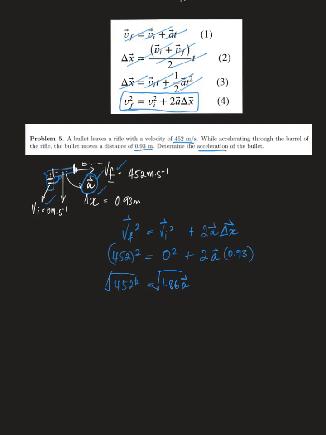Right, so I can square root both sides. That will cancel. So I've got 452 is equal to the square root of 1.86 A, which is equal to 1.36318 A. Now I need to get the A by itself. So I'm going to divide both sides by 1.36318. Can you see I'm not rounding off? I'm keeping it at 1.36318. So then I've got A is equal to 331.42 meters per second squared.